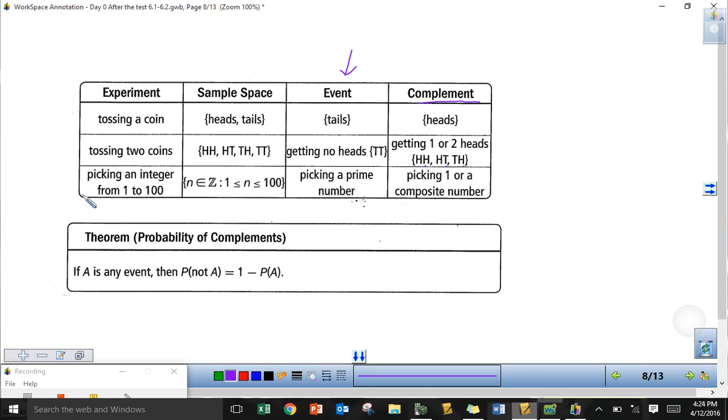Last example here, we've got picking an integer from 1 to 100. The sample space just is all integers, okay, including 1 and 100. And we want to pick on the event of picking a prime number. Okay, the complement is going to be everything that is not prime. So picking the number 1, because that's not a prime number, or picking a composite number, composite just meaning a number that has factors other than 1.